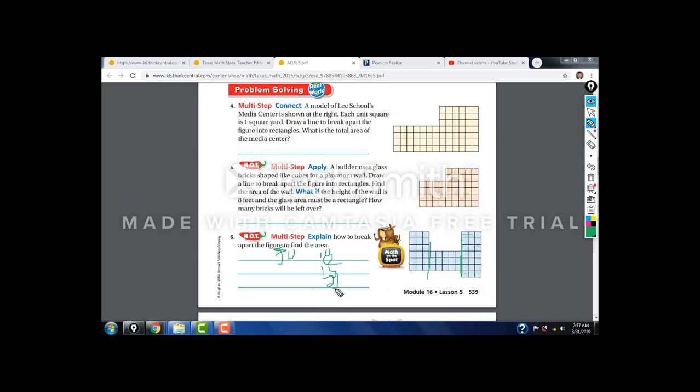I add all those 3. 18 plus 15 plus 21 is 54. Your total area is 54. And I can go back and verify and count each one, and I will get 54.